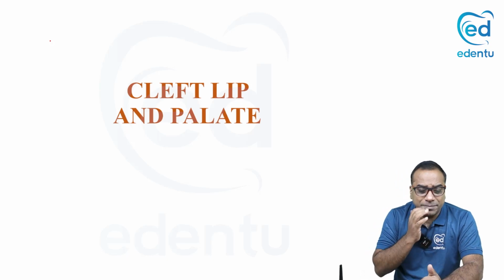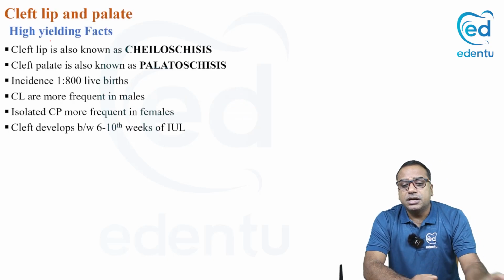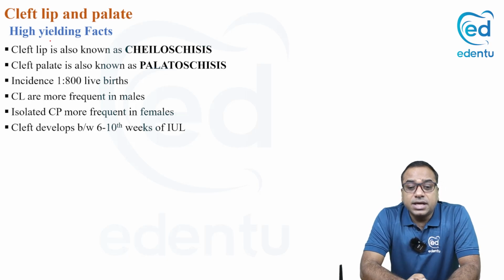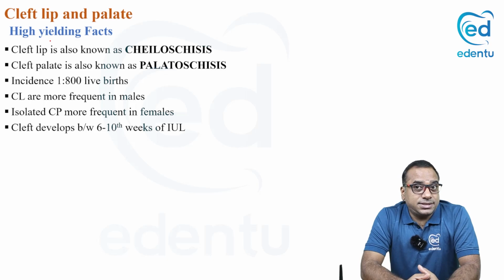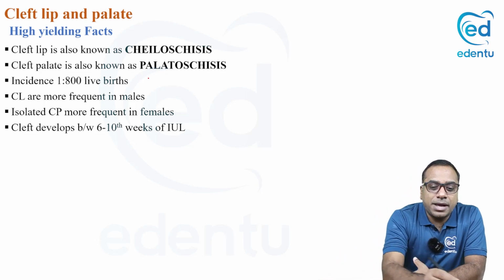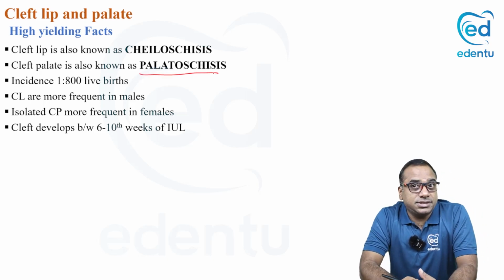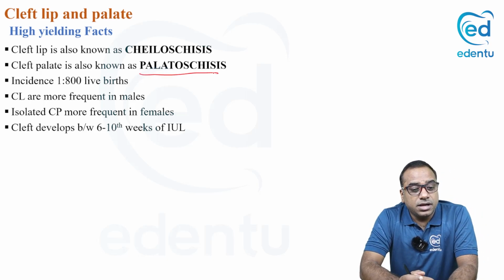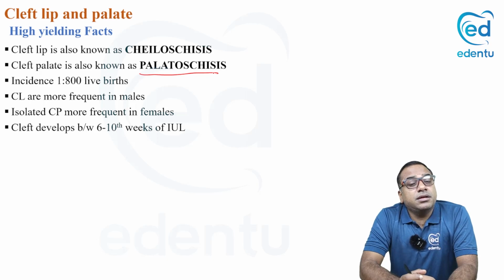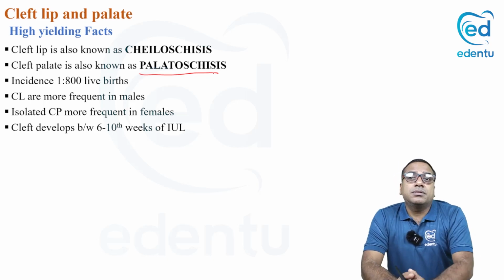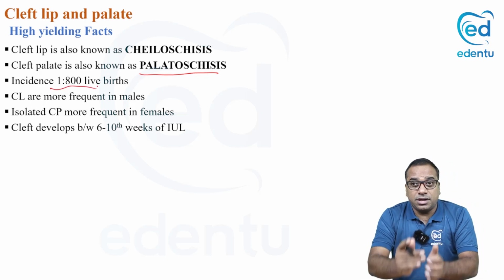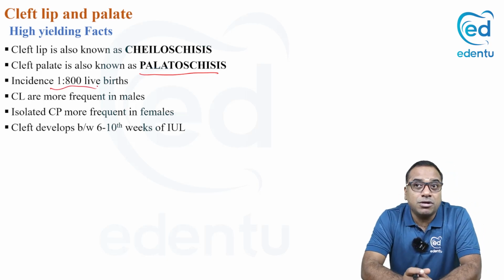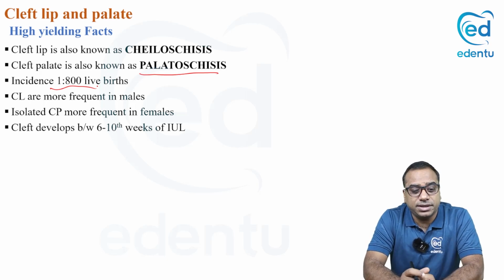So coming to the basics of cleft lip and palate, some high yielding facts. Cleft lip is also known as cheiloschisis. This is the other name. And cleft palate is also known as palatoschisis. So this is the other name. In every 800 births, one baby will be born with cleft lip or palate. So that is a very high ratio actually.